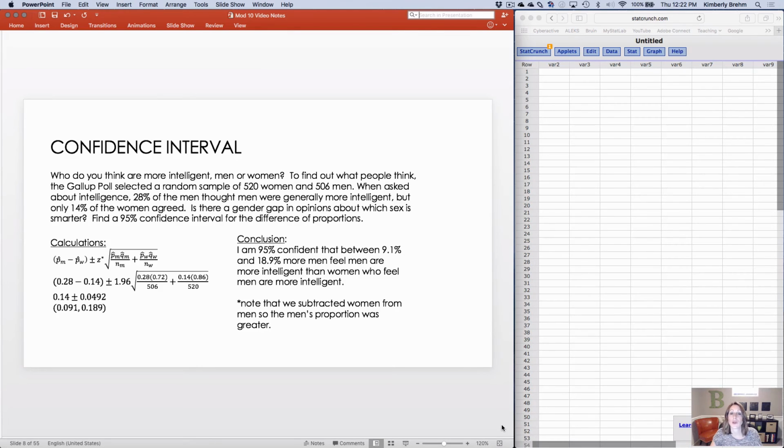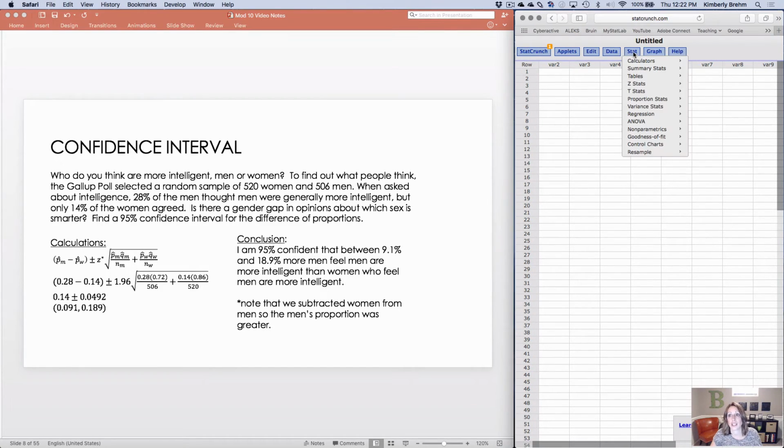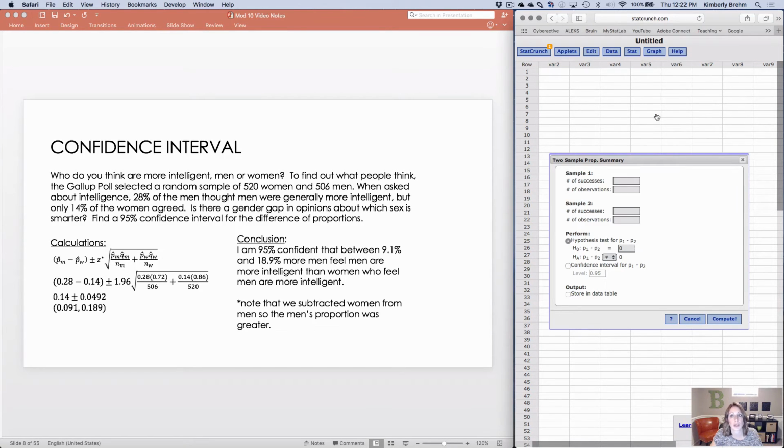So before we do one of those on our own, let's look at how to do all of these calculations in StatCrunch. So I'm going to go to Stat, as I generally do. Remember, I'm back to proportion stats, but now I have two samples. And on this particular question, of course, I have my summaries because they have given me the proportions. So I'm going to choose with summary.